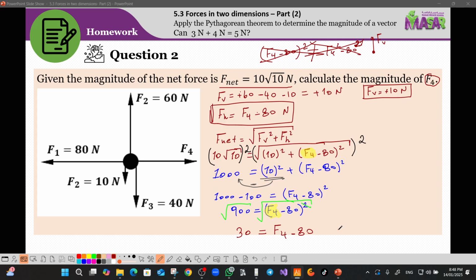Now, this is a very simple linear equation that can be solved easily by moving the minus 80 to the other hand side. Remember that the 80 must be written as plus 80 after the equal sign. So 30 plus 80 is equal to F4. At the end, we will get the value of F4 to be equal to 110 Newton. This is the value of F4 as they asked me to find.